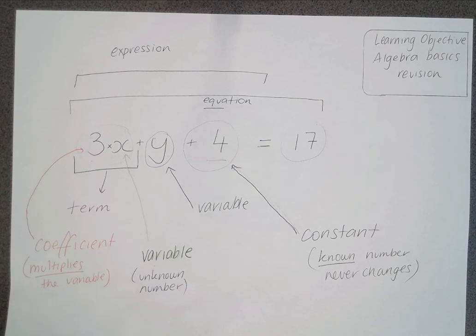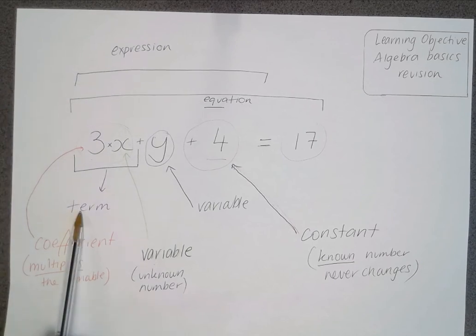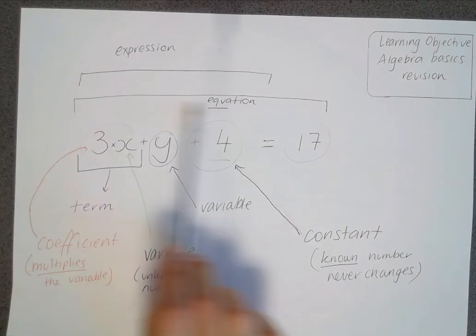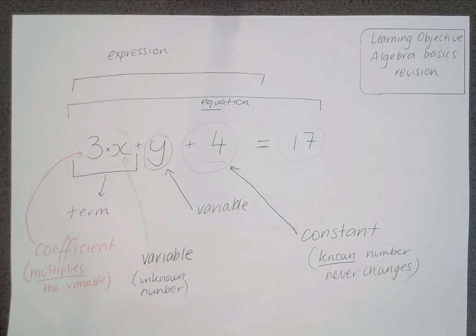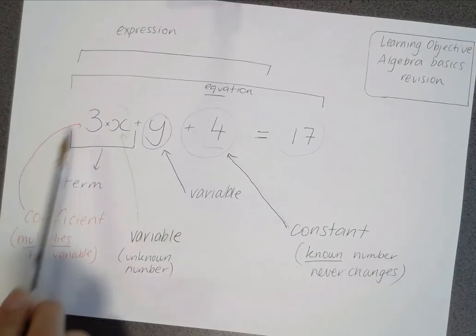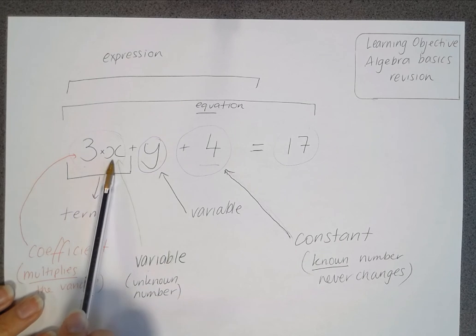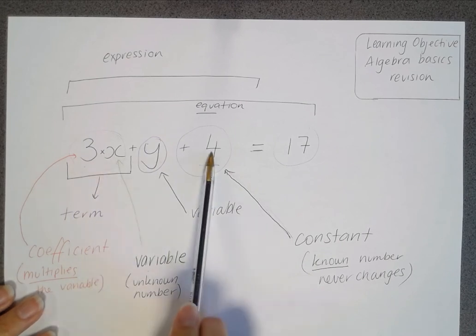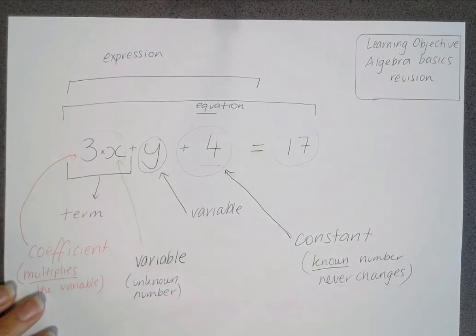So there are basic terms that we use for algebra: an expression and an equation. We've got the term, and in this equation we have 1, 2, 3, 4 terms. Within this term we have a coefficient, which is our number that multiplies by our variable. We have two variables, an x and a y, and we also have a constant. We also have this answer over here. Okay, some very basic terms to remember.